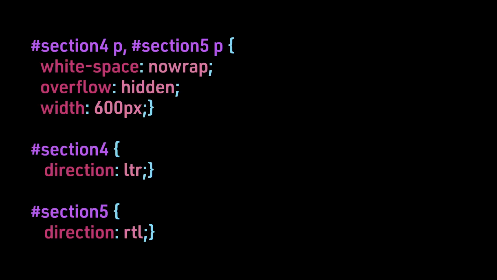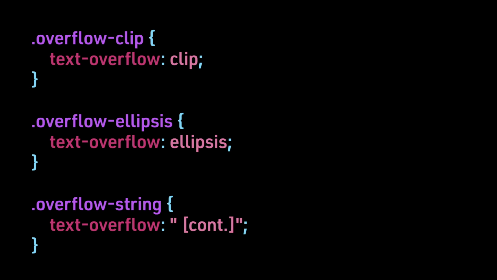Here is the CSS. First, we have to control the overflow. So it is required to set the overflow property and the white-space property. We limit the width to force an overflow. Next, we will change the direction of reading using the direction property. LTR signals left to right, while RTL signals right to left. Finally, we set the text-overflow property. We will look at clip, ellipsis, and the use of a custom string.